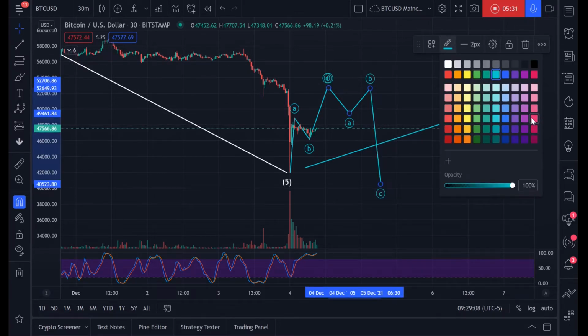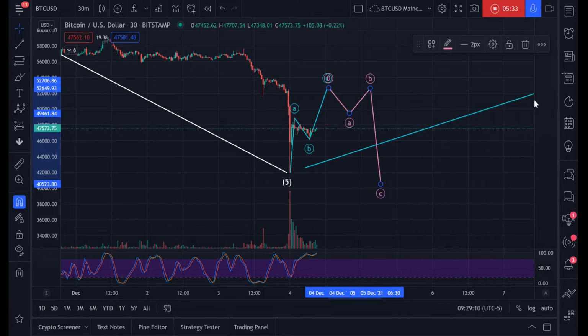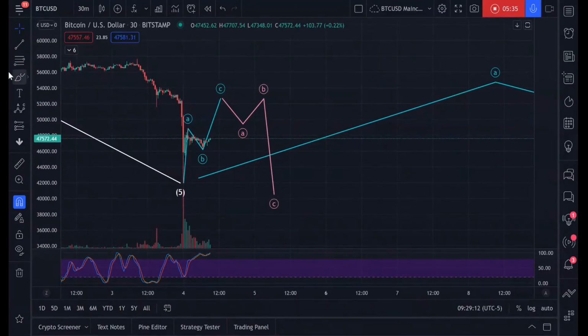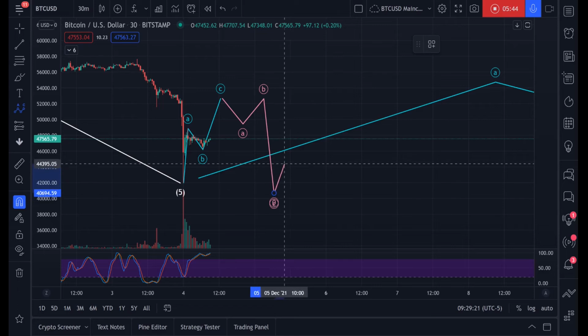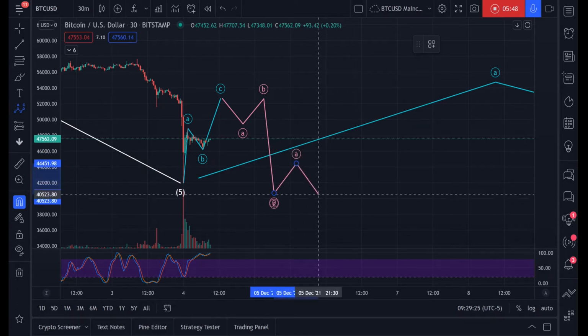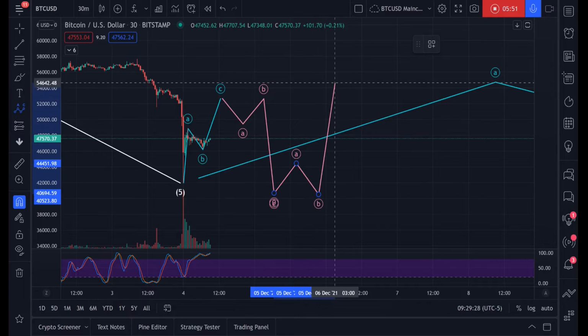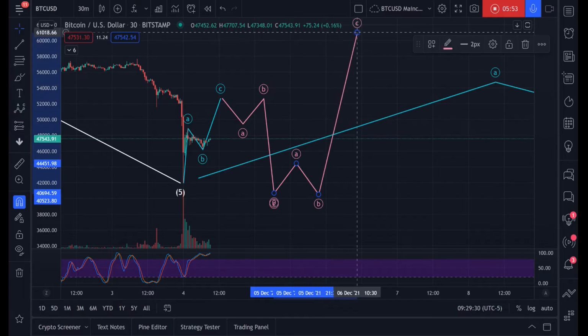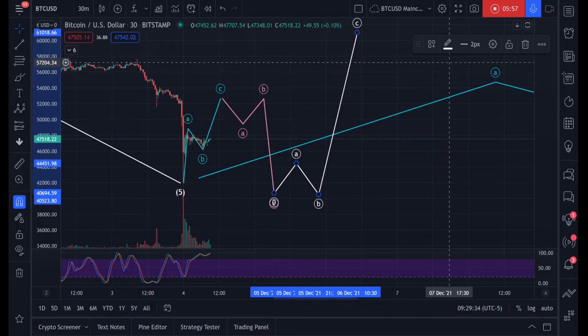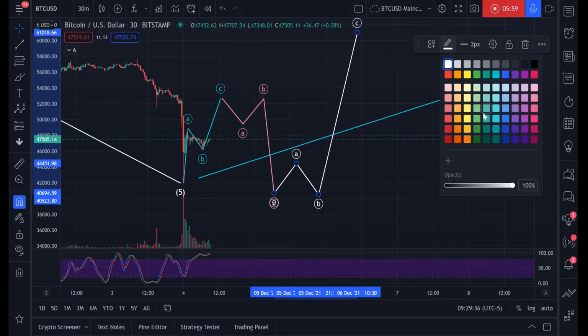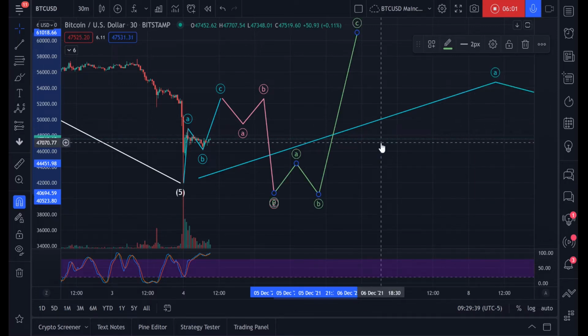Let's make this pink. Okay, and then lastly, like I said, you're looking for a C wave. The C wave is going to be impulsive, but you're going to be looking essentially for the impulsive part of this corrective wave, which is going to take you into the next uptrend. No, let's make it something more distinctive. Let's make it green.